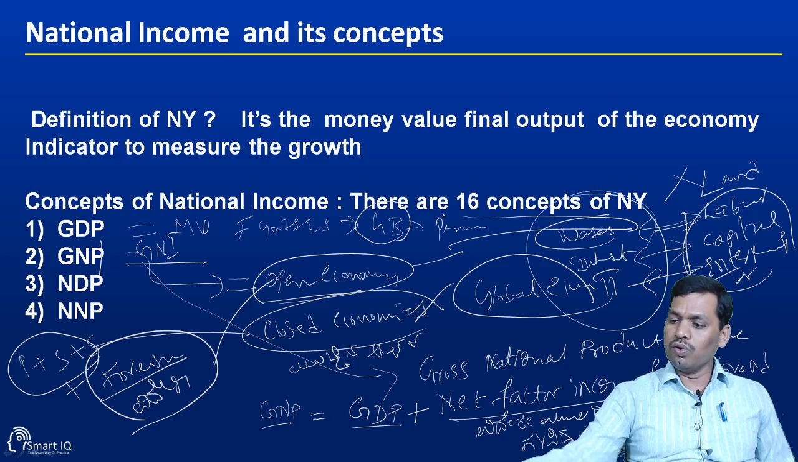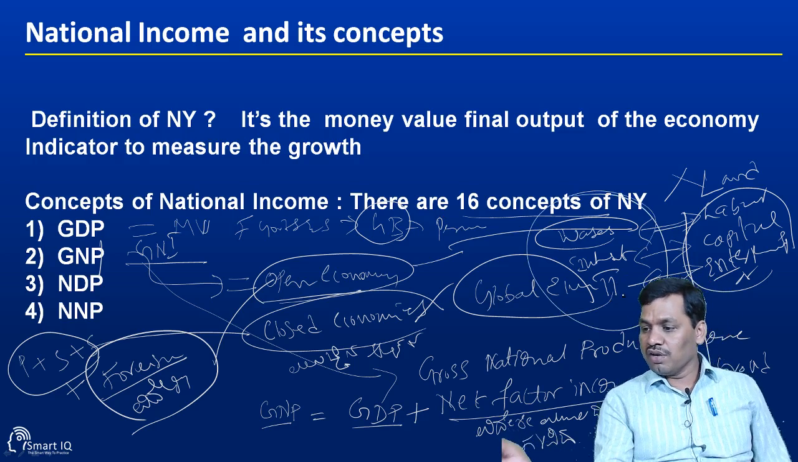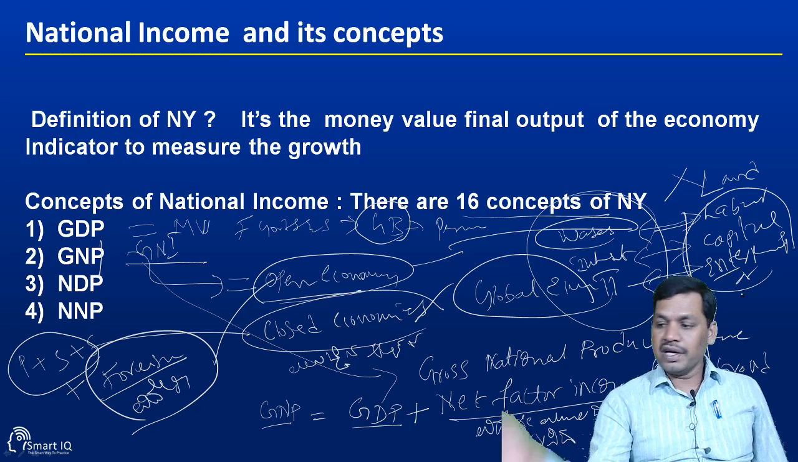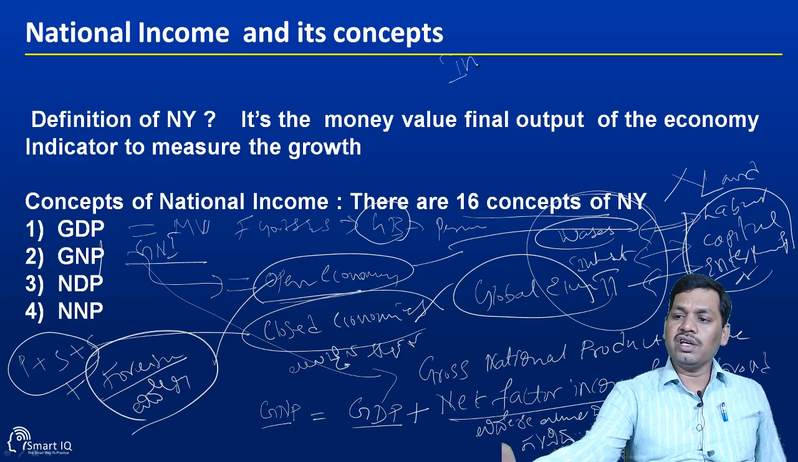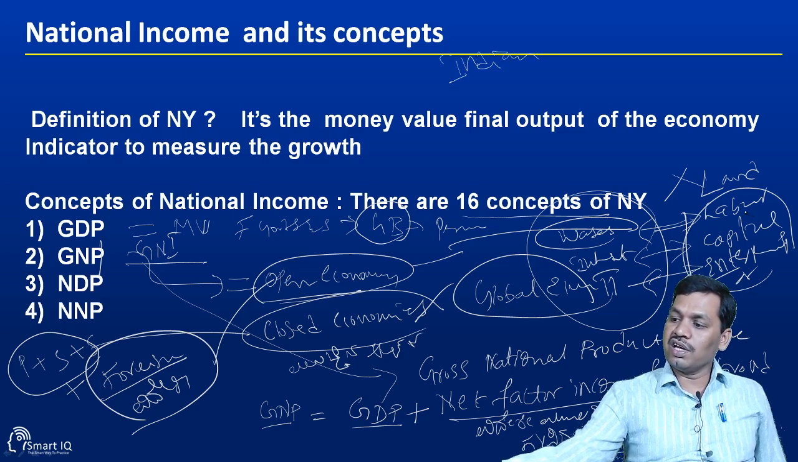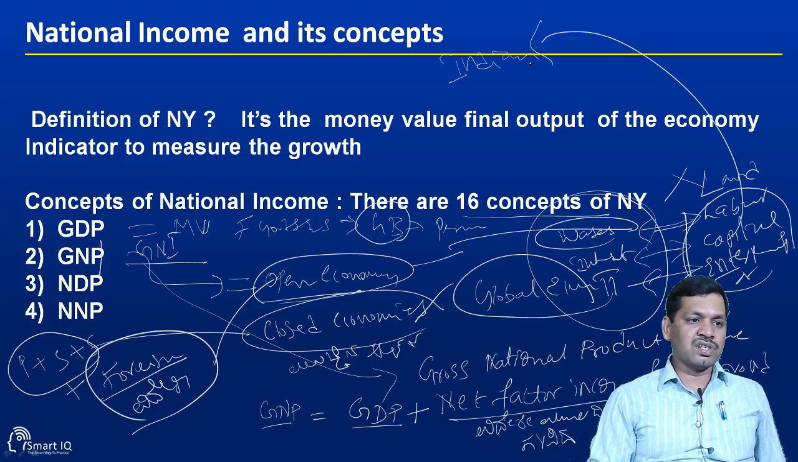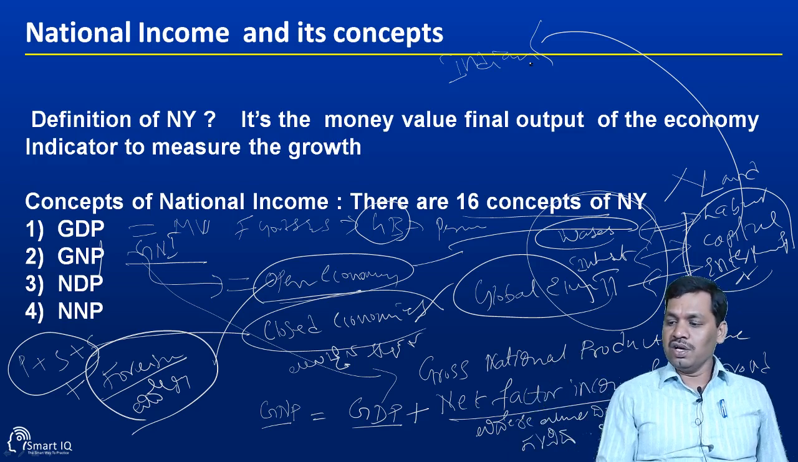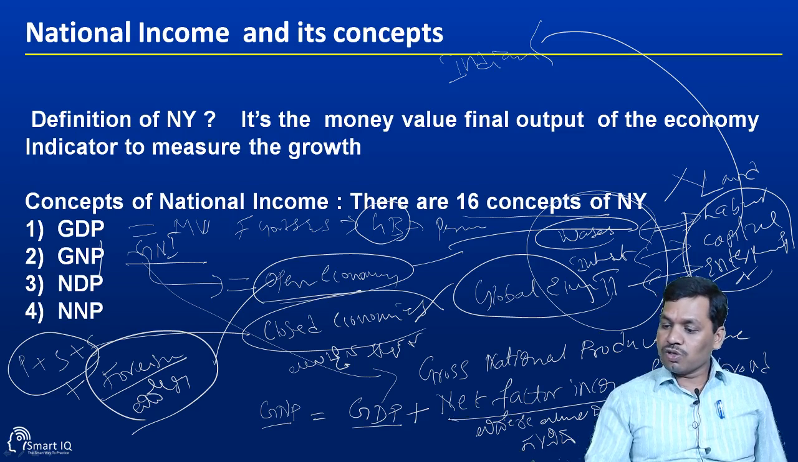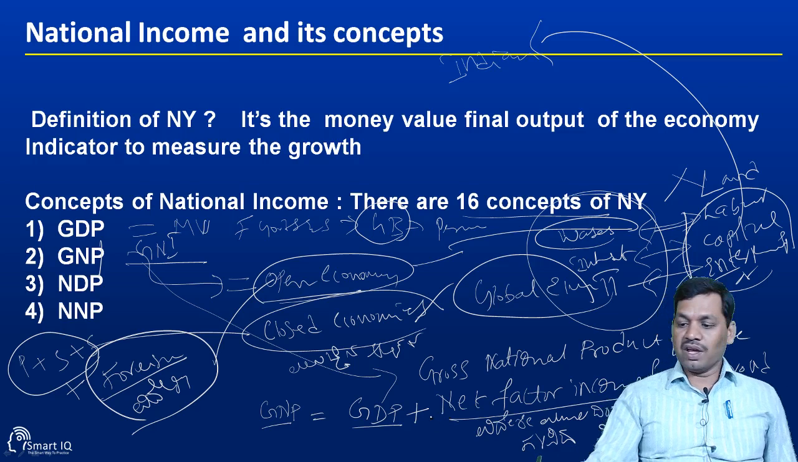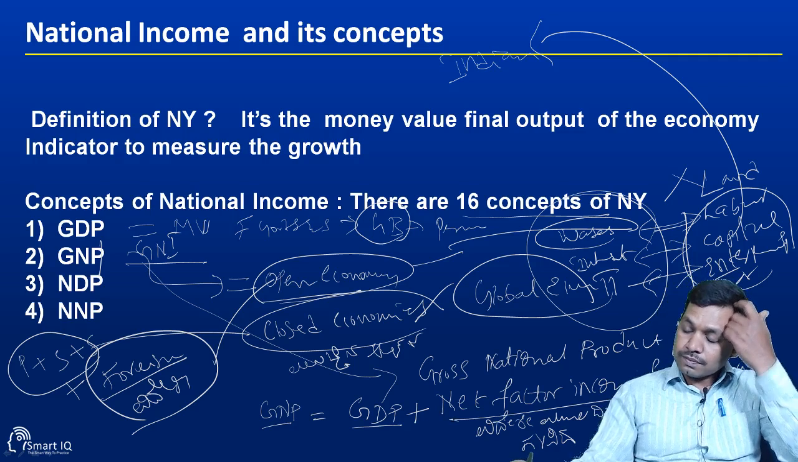So these 3 factors, labor, capital and entrepreneurs, will go outside the economy. For example, Indian labor, Indian capital and Indian entrepreneurs, the people who hold Indian citizenship, go outside India and produce goods and services over a period of time, and they get a reward. That reward is net factor income from abroad.